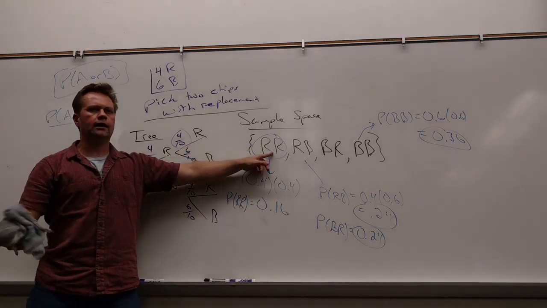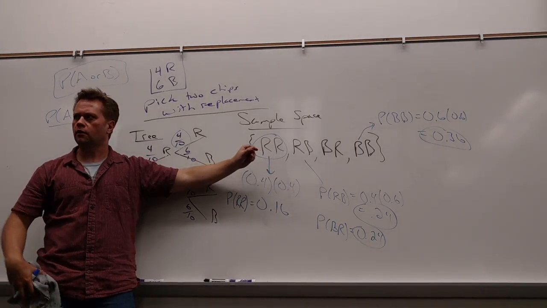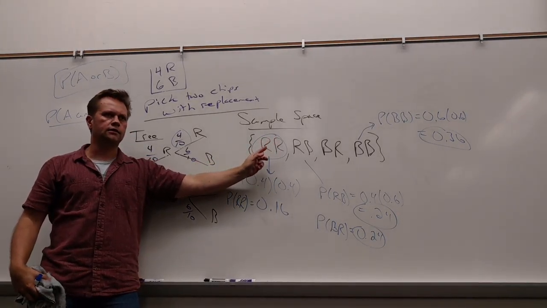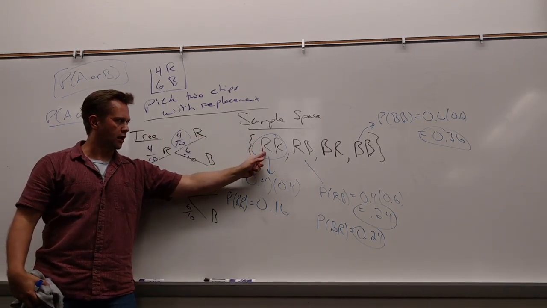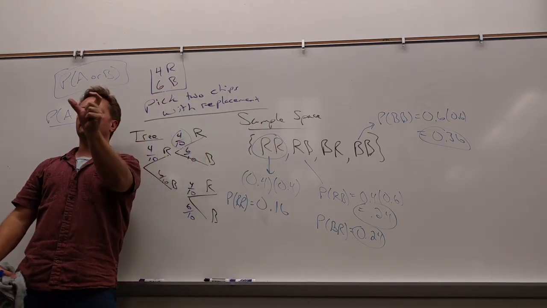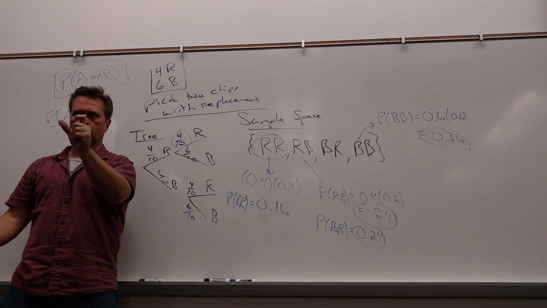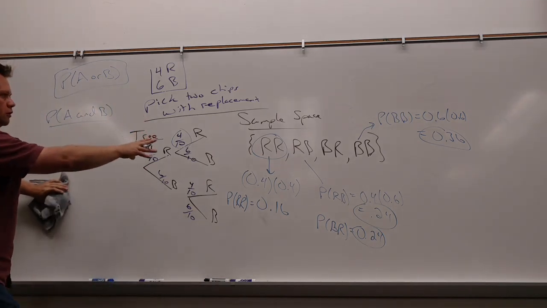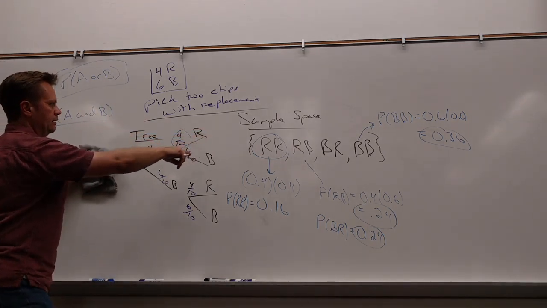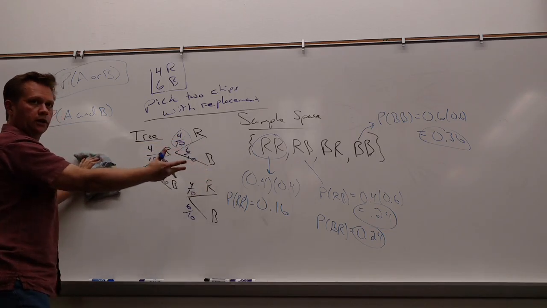Very often, the word and gets hidden in probability. So when I see red, red, that is, and I kept saying this, this is a red and then another red. So the and is in there. I like it. Cool. So in general, the formula for and is just to multiply.